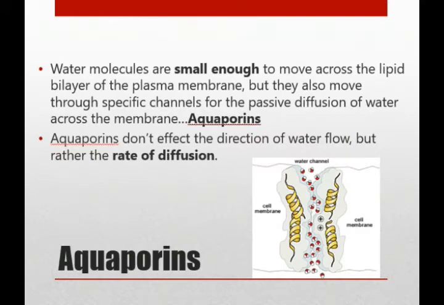Aquaporins. Water molecules are small enough to move across the lipid bilayer of the plasma membrane, but they also move through specific channels for the passive diffusion of water across the membrane, which are called aquaporins. Aquaporins do not affect the direction of water flow, but rather the rate of diffusion.